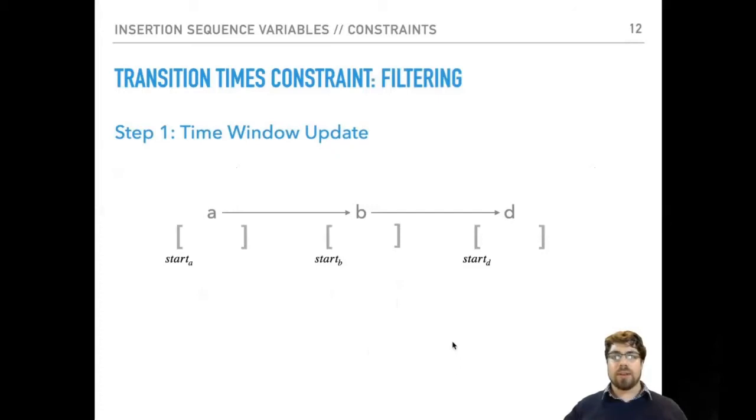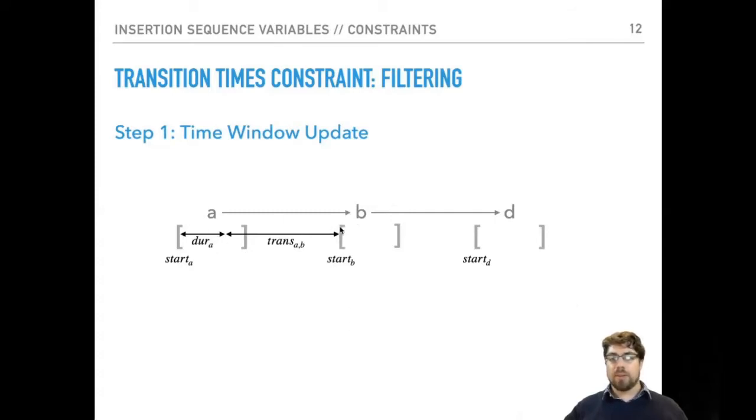So the filtering for this constraint is done in several steps. The first of them is to ensure that, given the current state of the sequence, the time windows are respected. So we will update the time windows based on the transition time and their current state.